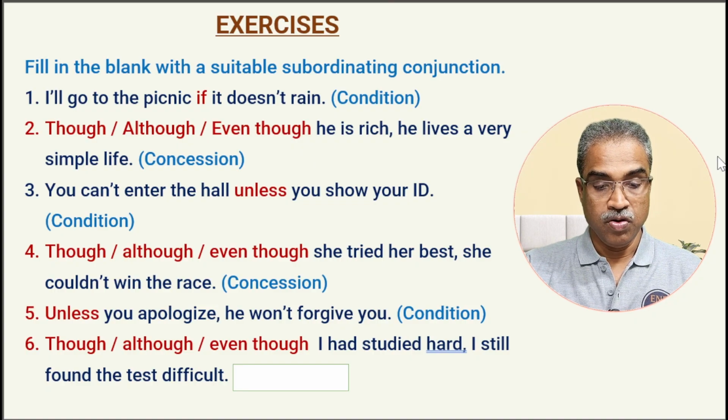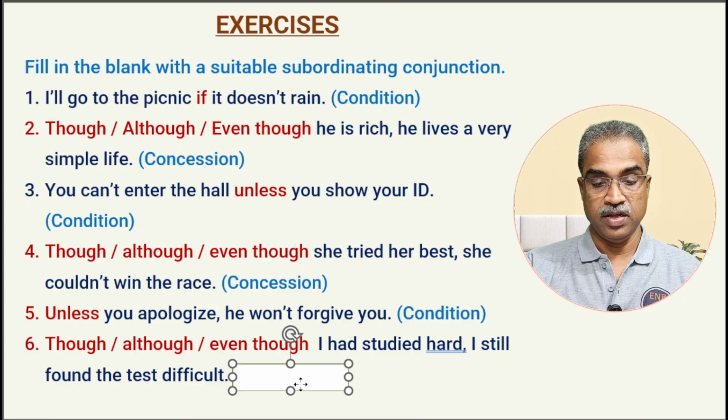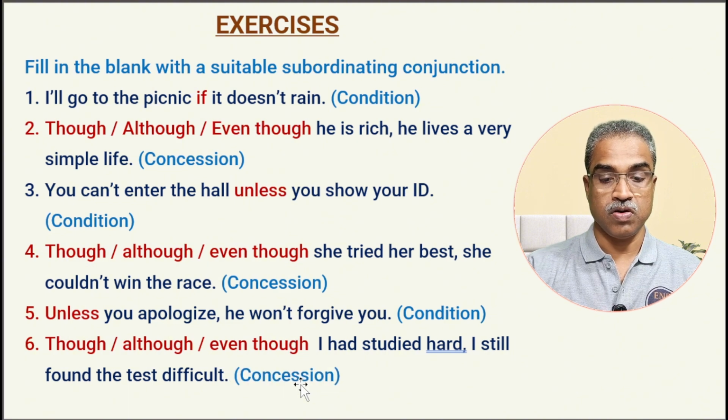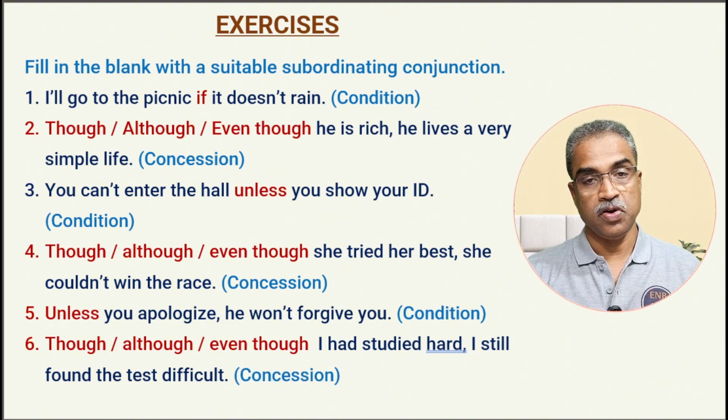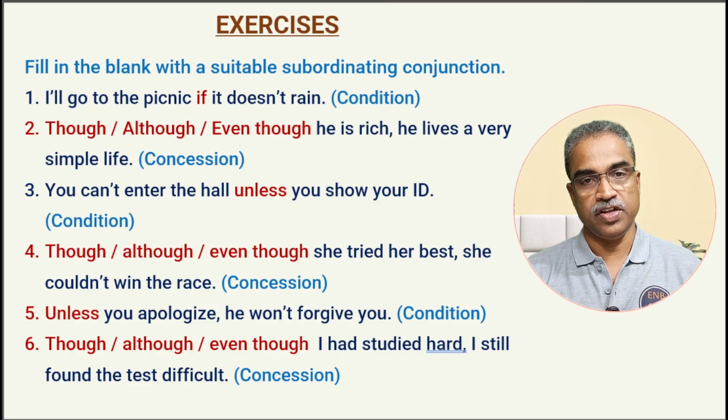Sixth one: though, although, even though I had studied hard, I still found the test difficult. Naturally, it is concession or contrast, because normally if I study really hard, it is expected that the test will be easy, but here it was just the opposite. It was tough. So there is a contrast. There is some kind of a mismatch there. It's not the normal course of actions taking place.